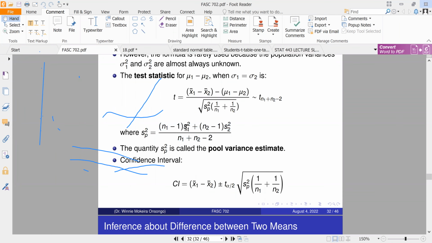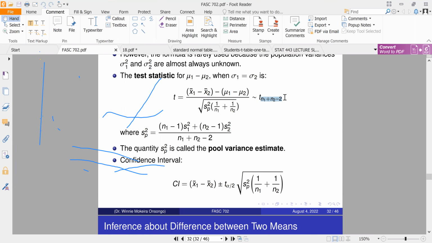And the pooled variance is calculated as such. It's important to note that S1 squared is the sample variance for population 1. S2 squared is the sample variance for population 2. N1 is the sample size for sample 1. N2 is the sample size for population 2. Now, with respect to the degrees of freedom, we are saying that we are having N1 plus N2 minus 2 degrees of freedom.